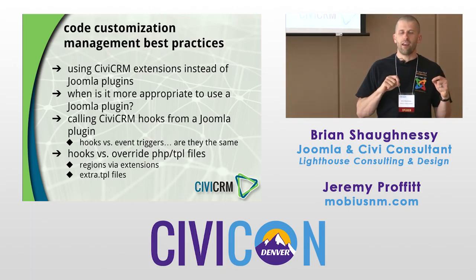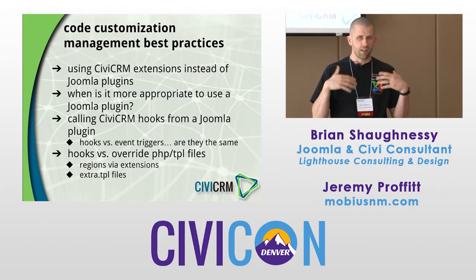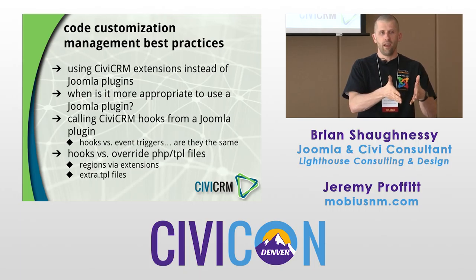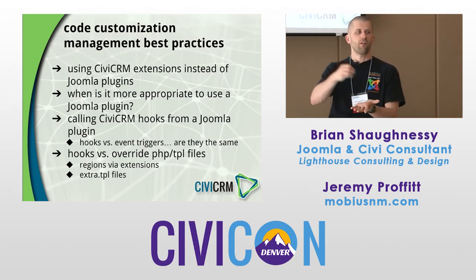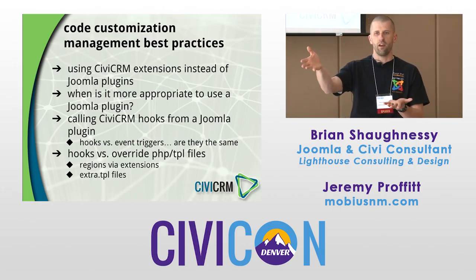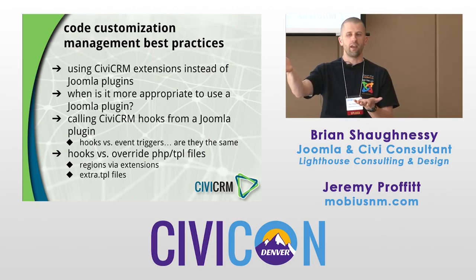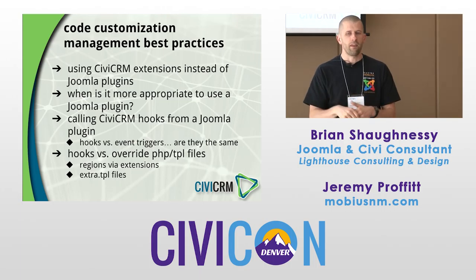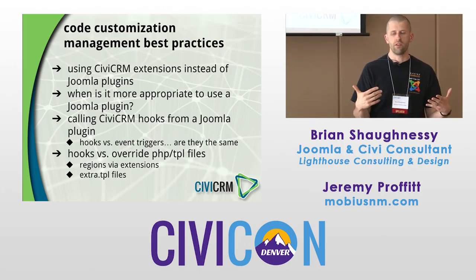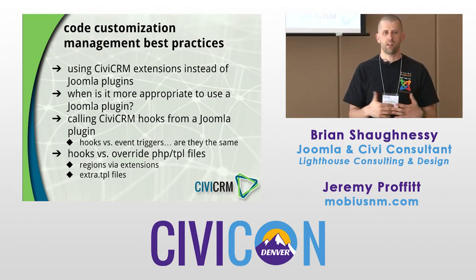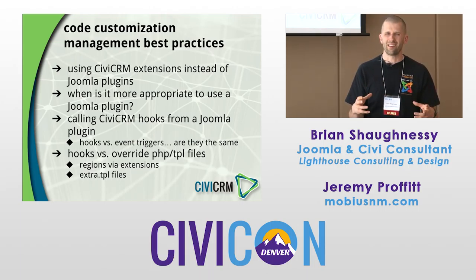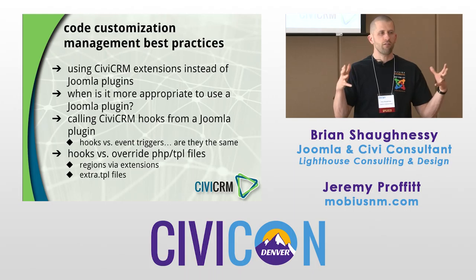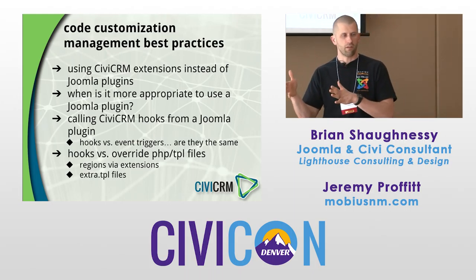In Joomla, the whole plugin system is based on this event trigger model, where something is happening in Joomla, and that event is going to trigger this action that I can now modify or impact in some way in my plugin, which is very similar to a hook. I think that the hook idea in CiviCRM is a little bit more flexible. There's times when you're doing things like modifying the UI, it's not really trigger-based so much. So it's a little bit broader than the strict definition of an event trigger in Joomla.